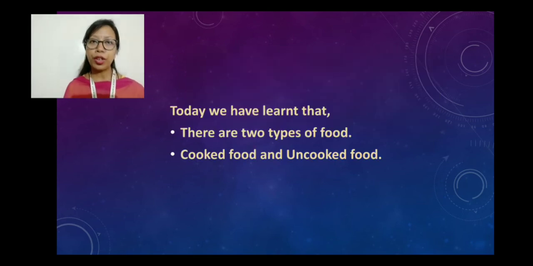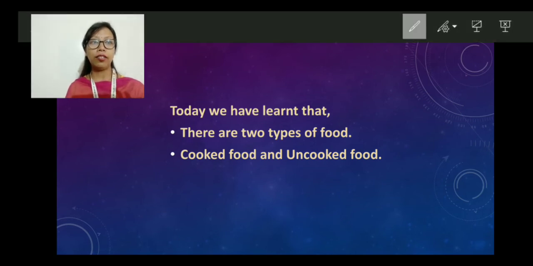So what we have learned today, we have learned that there are two types of food. One is cooked food and the another one is uncooked food or raw food. So we have learned about cooked food. So which are the cooked food?